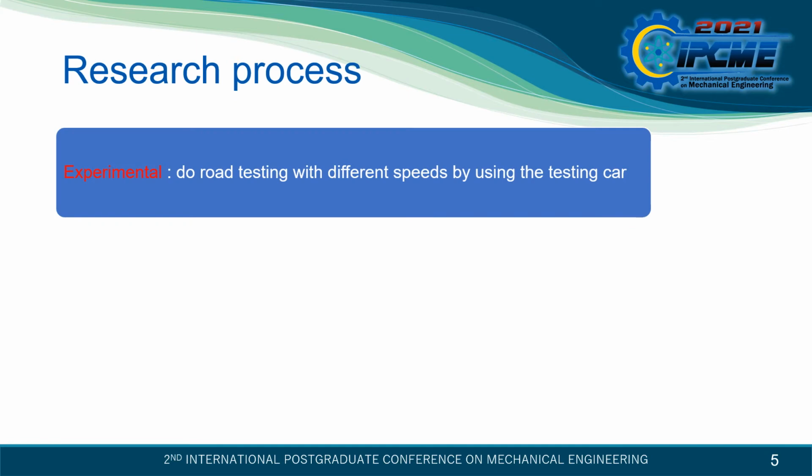The next is the research process. There are three stages of the research. The first stage is the experiment. The experiment is road testing using a real car at different speeds, using the testing car provided by University Malaysia.